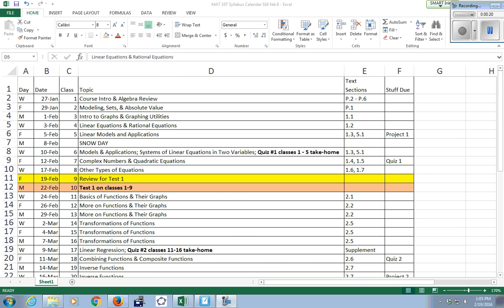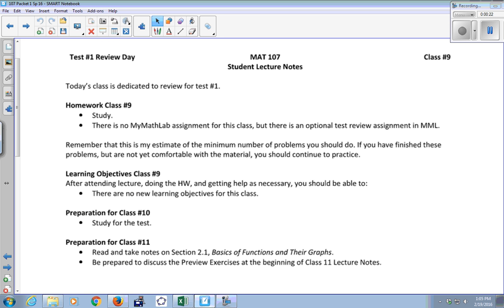Just briefly, I'm going to walk you through what resources you have to help you prepare. And then the remainder of class, you're just going to be working on getting a jump start on your studying for the weekend. Your homework over the weekend is just to study for the test. There is no MyMathLab assignment for this class, but there is an optional test review assignment in MyMathLab if you want to do that to help you prepare. Know that that's there.